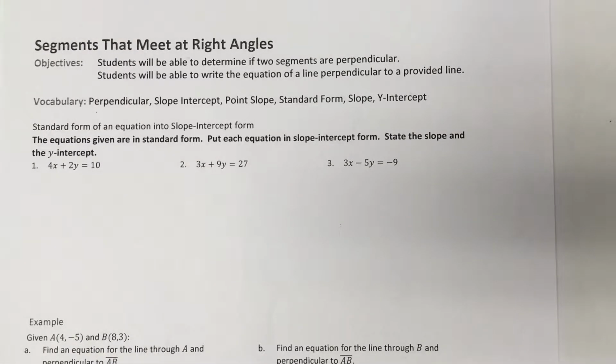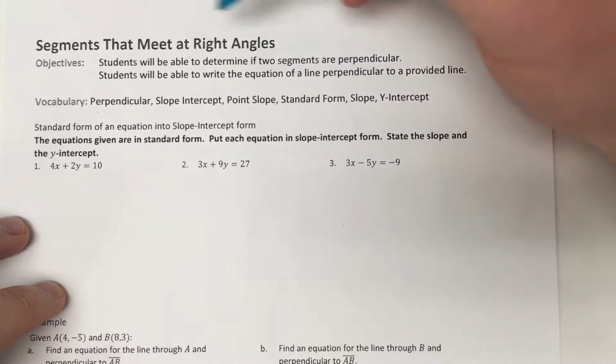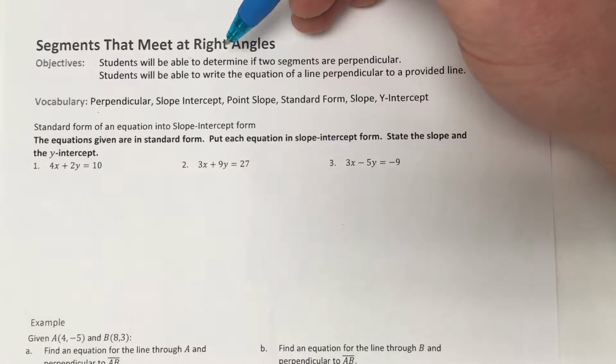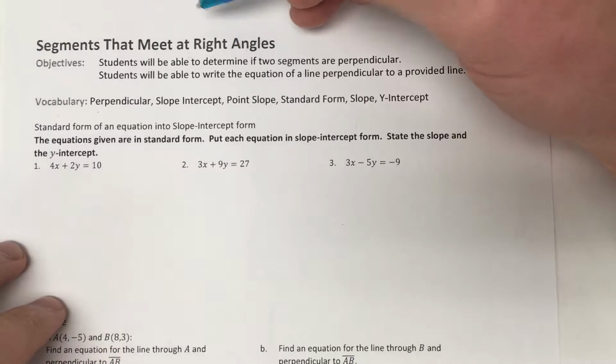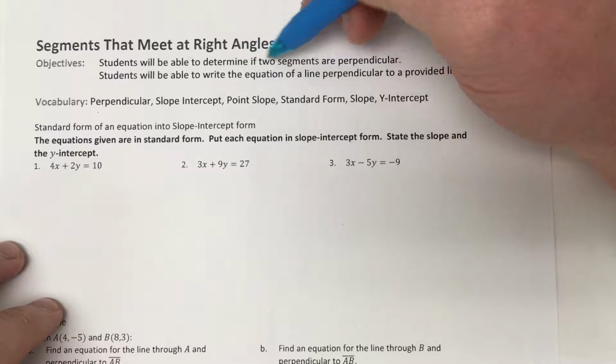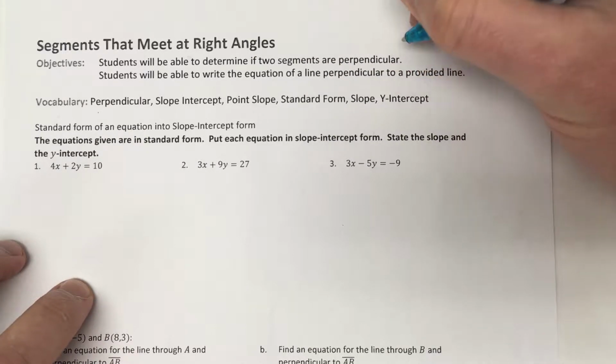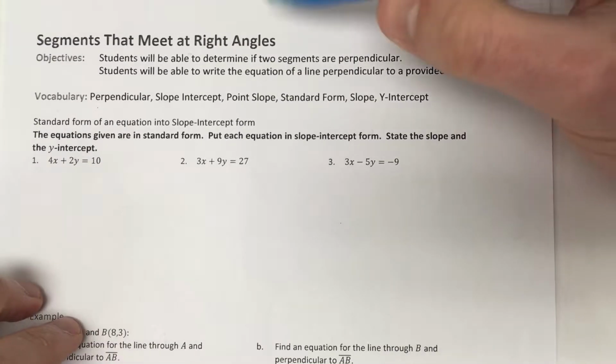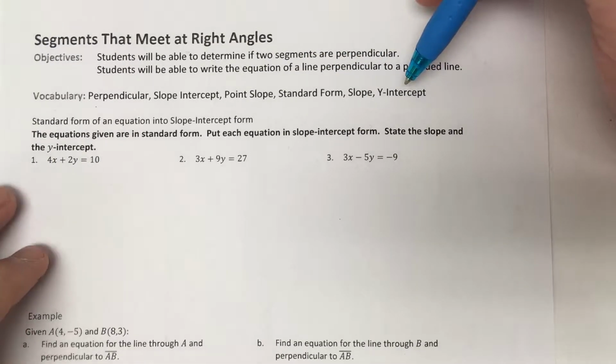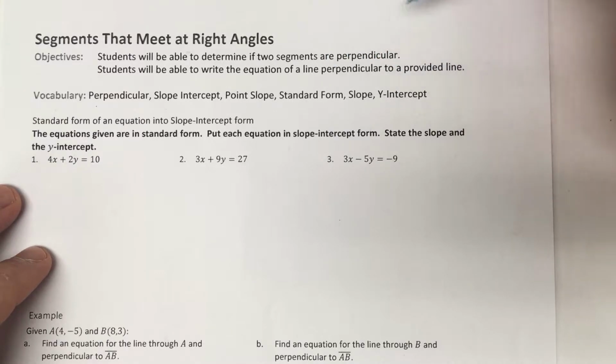Hello. Today we're going to continue our conversation around perpendicular lines and how we come up with the equations of those perpendicular lines. So our objectives today are students will be able to determine if two segments are perpendicular, and students will be able to write the equation of a line perpendicular to a provided line. The part about whether two segments are perpendicular is a conversation around the slopes, and the line part is more of our focus today.